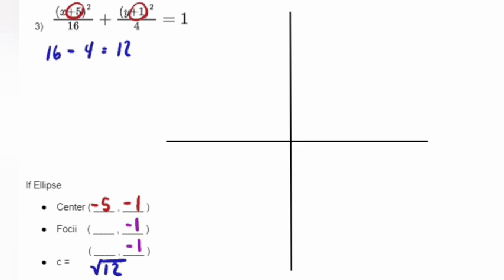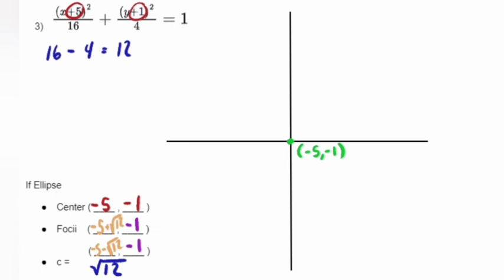Since 16 is bigger than 4, we're going to be manipulating the x, not the y, so I will make no changes to the y in the foci. So I just bring down the -1s. So the x's will change: -5 plus the square root of 12 and -5 minus the square root of 12.